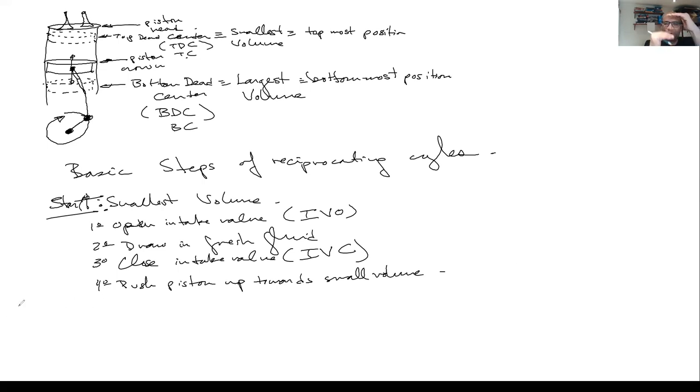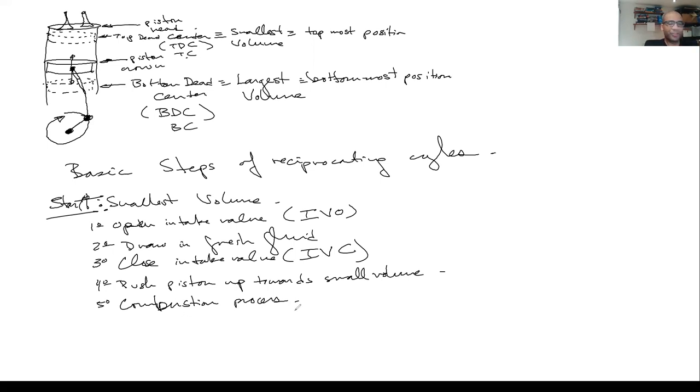Once the piston has been pushed all the way up towards a small volume, then we're going to have some kind of combustion process. And I'm staying purposefully vague here because I want to describe these steps so that they apply both to an Otto cycle engine or a diesel cycle engine. And then we're going to clarify these as we review those two cycles.